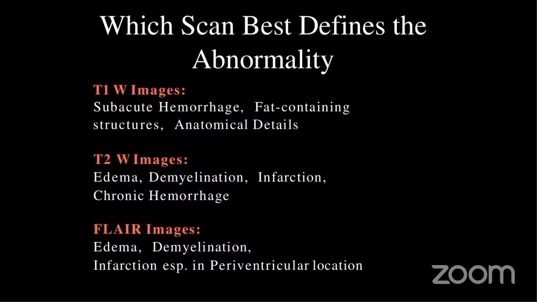So T1 images: subacute hemorrhage, fat-containing structures and anatomical details. Wherever you want to see these, that is when T1 weighted imaging becomes important. Fat-containing structures, like fat-containing tumors, lipomas and all those things, and subacute hemorrhage. And for clear anatomical details, T1 images are the best.